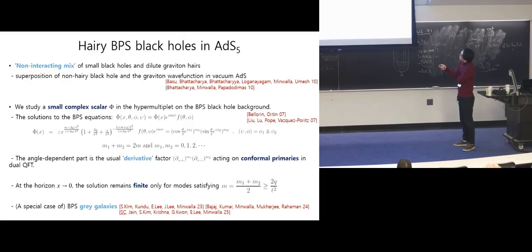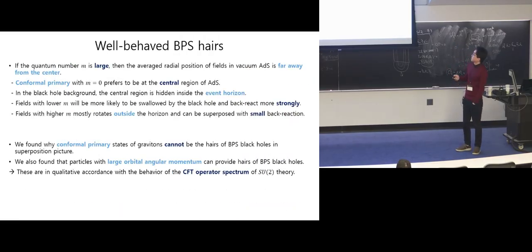But here, if you focus on the radial part, you can see that at the horizon, the solution remains finite only for the modes whose angular momentum quantum number is larger than a certain amount given by the black hole parameter. So this is in accordance with what we found in the particle picture. Only when the wave has a large enough angular momentum quantum number can it be superposed with our black holes. And this is, of course, intuitively understood.